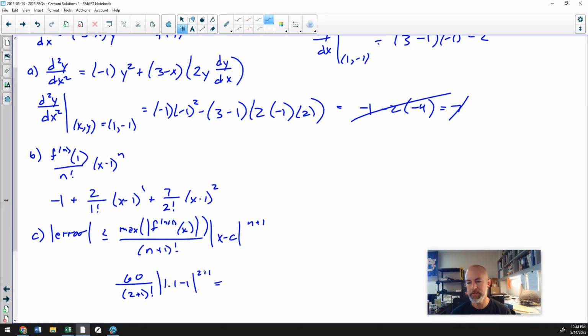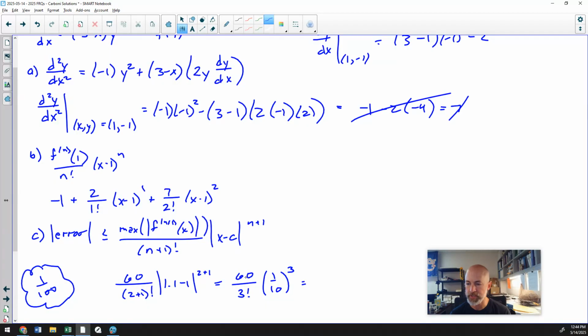And that is 60. And what I like to do on these, they tell you that the error is supposed to be less than 0.01. So my target is 1 over 100. So that's what I'm aiming for. And I want to do enough work just to see that I am actually achieving that. So 3 factorial times 1.1 minus 1 is 1/10 to the 3rd power.